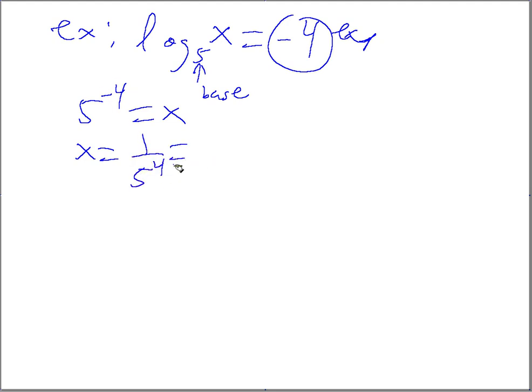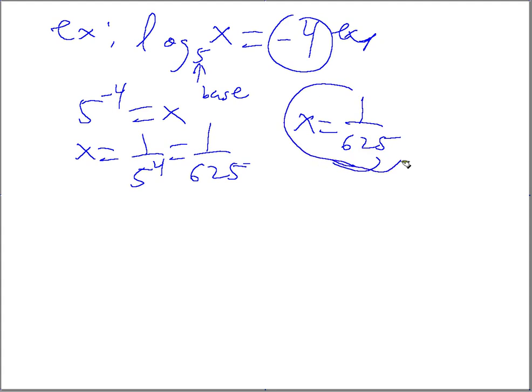And what's 5 to the 4th on our calculator? 5 to the 4th is 625. So the final answer is going to be x equal to 1 over 625. All right, so that's the solution. Not too bad here in terms of working with logs and their definitions.